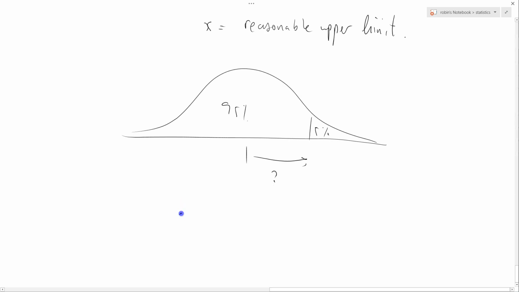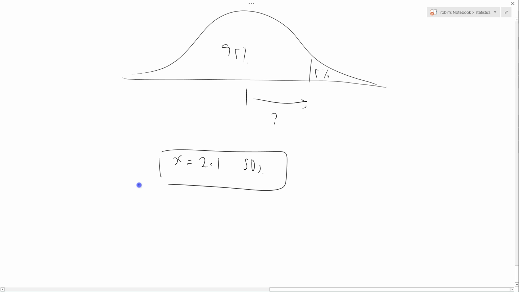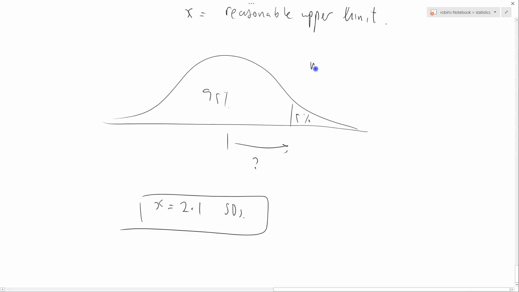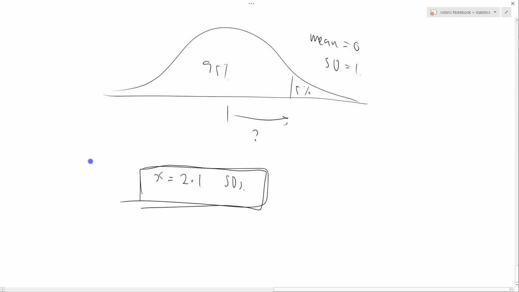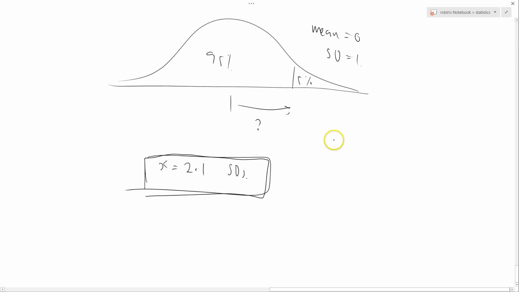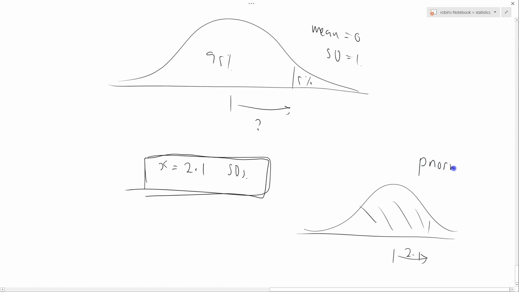Let's have a guess. Let's say x equals 2.1 standard deviations above the mean. This is a standard Gaussian, so the mean equals 0 and the standard deviation equals 1. And I'm going to guess it's 2.1 above. Well, let's see what the value is. We know how to work out this area here. If that distance is 2.1, we use pnorm of 2.1, and that gives me this area here, because we covered that in the previous screencast.